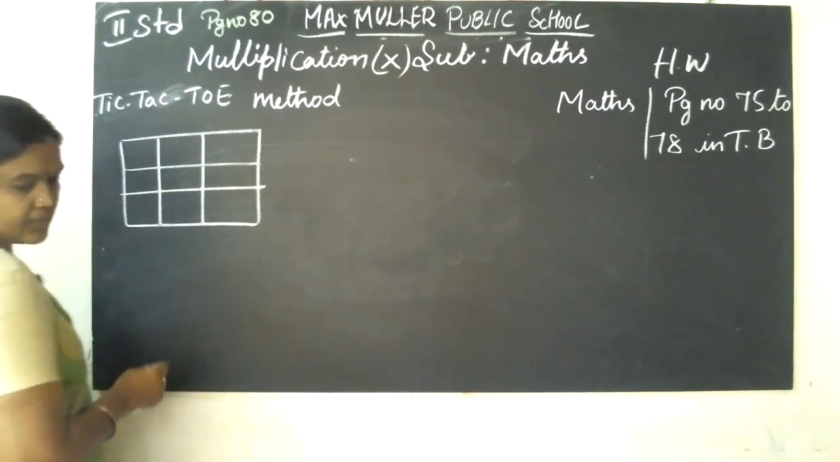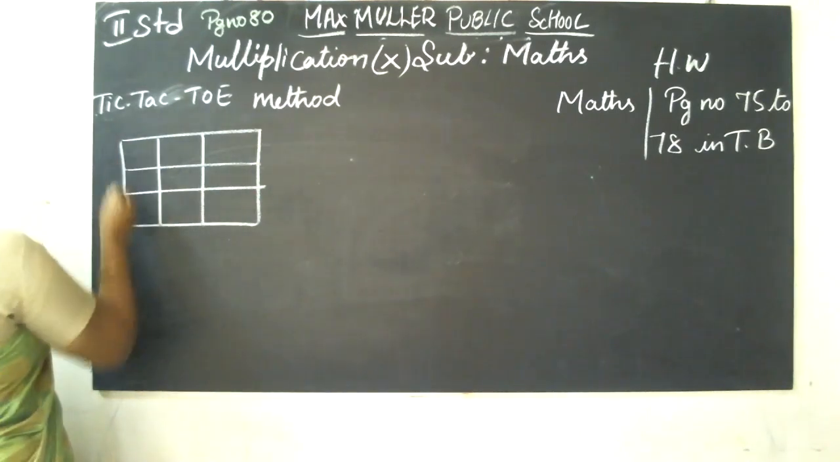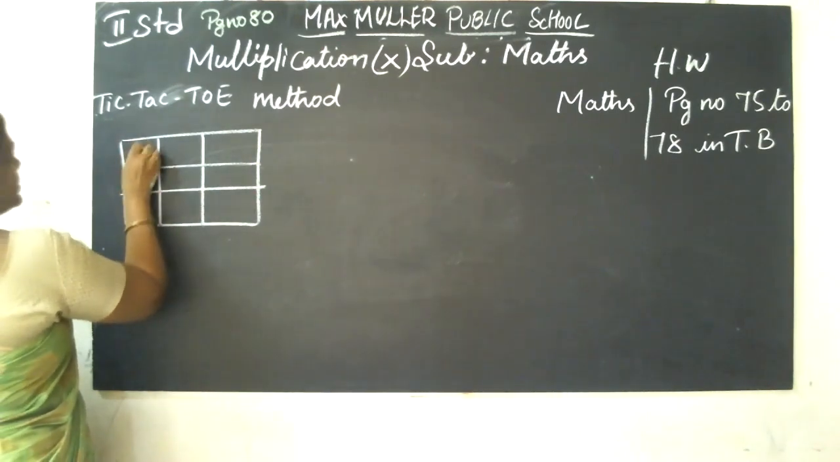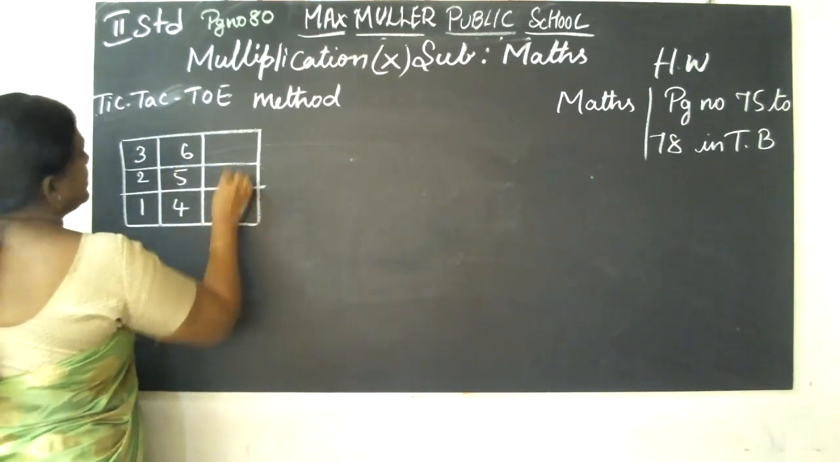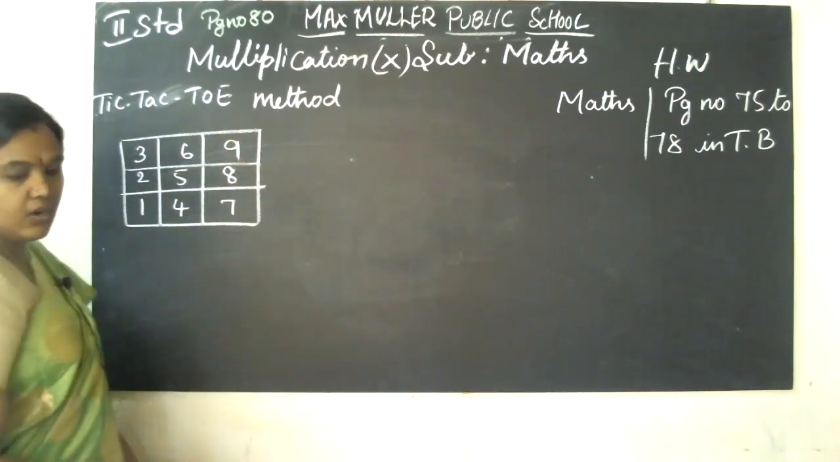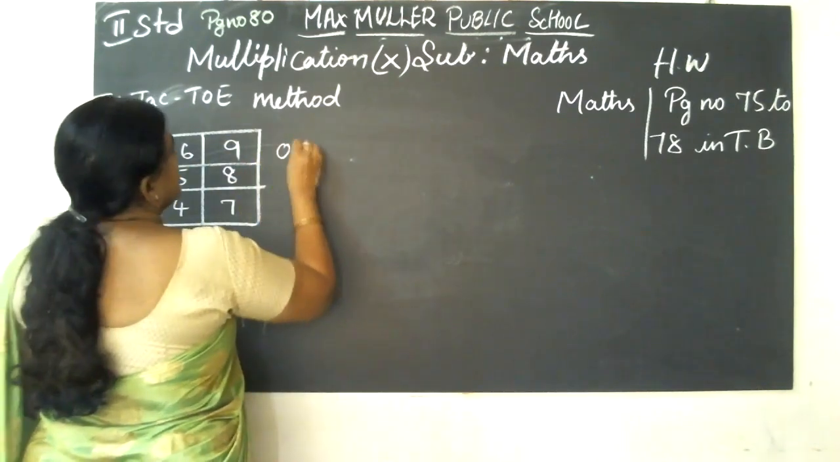Six tables. Write 1 to 9 in the order shown. 1, 2, 3, 4, 5, 6, 7, 8, 9. Order shown, you want to write like this. In the first column you want to write 0, 0.